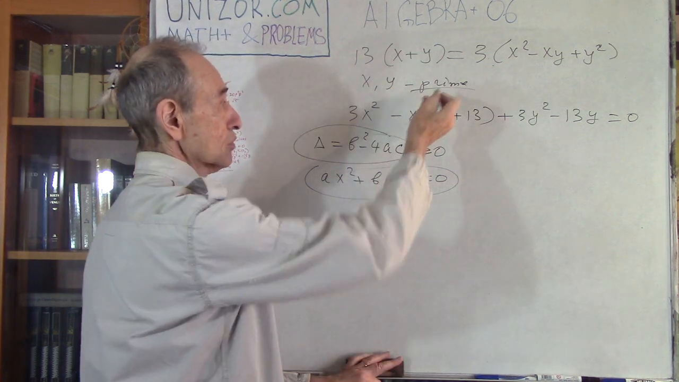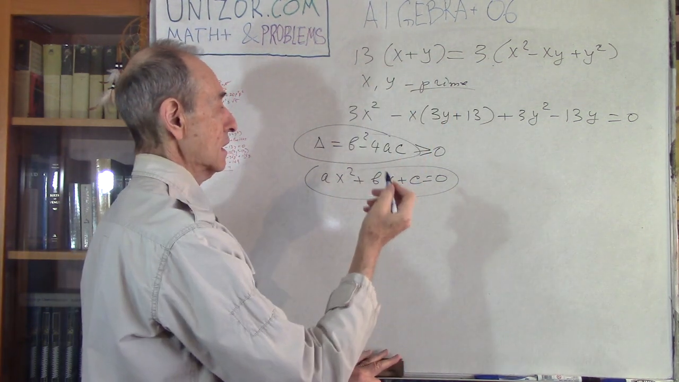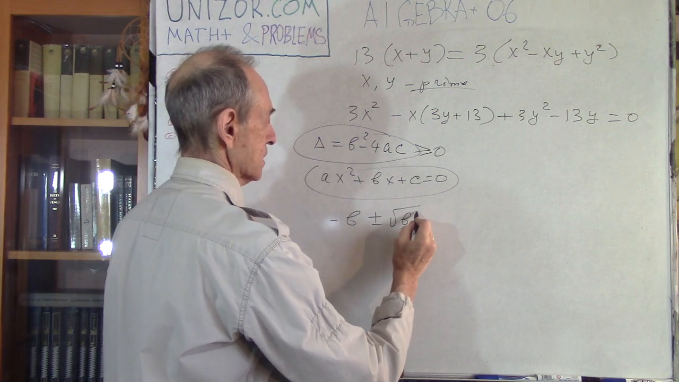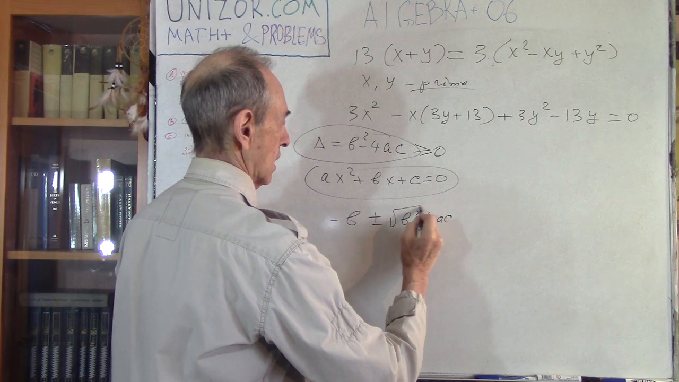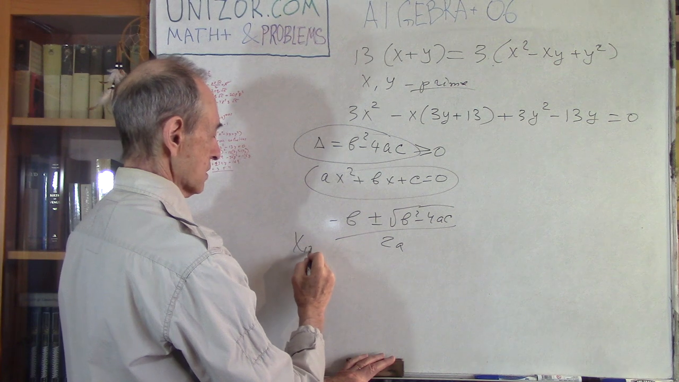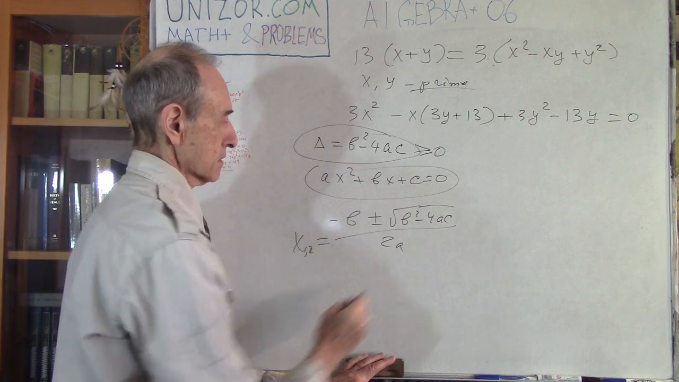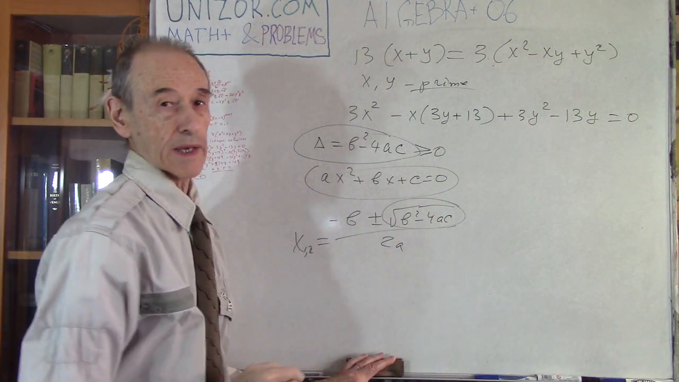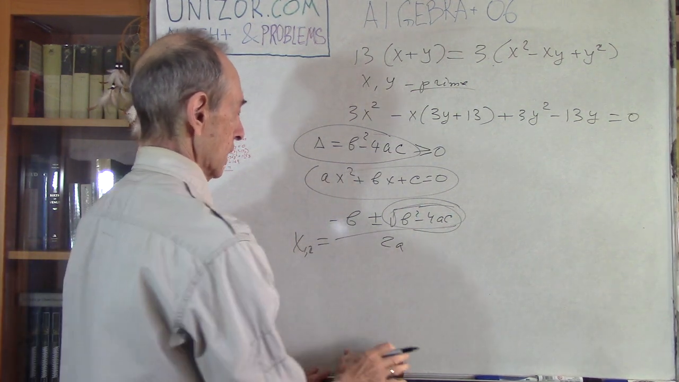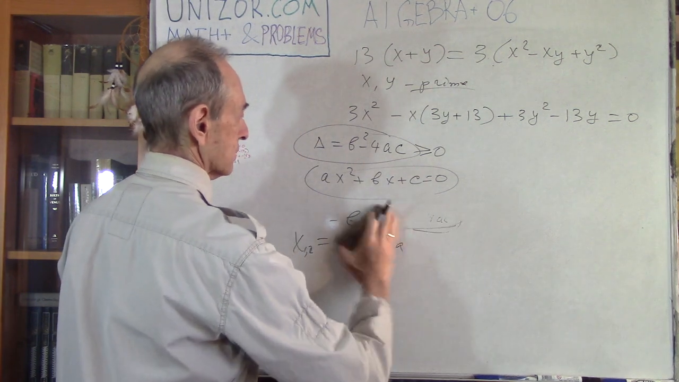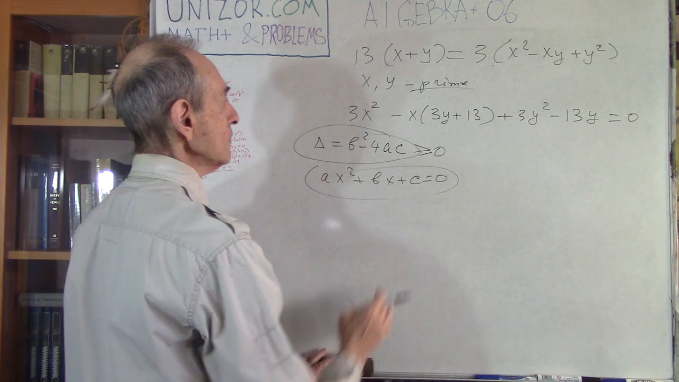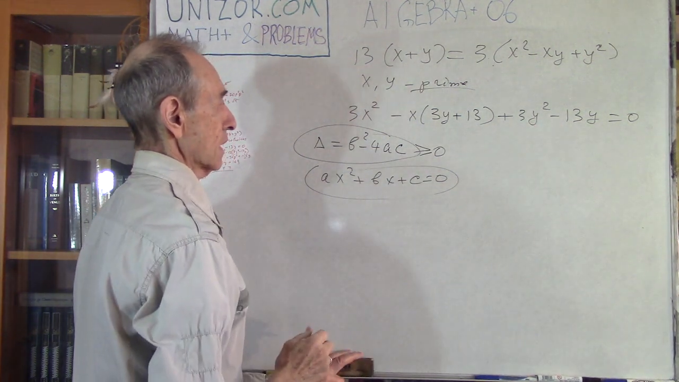We need prime solutions. Primes are real, so obviously, remember this formula: minus b plus minus square root of b squared minus 4ac, divided by 2a. These are solutions. So we need this to be non-negative under the root. Okay, fine. So that's the discriminant. In this case, what's the discriminant?